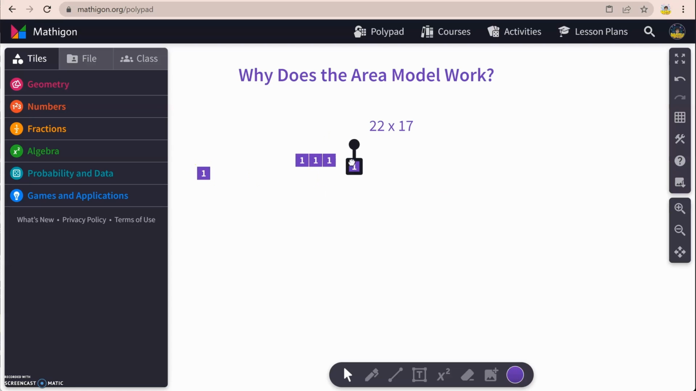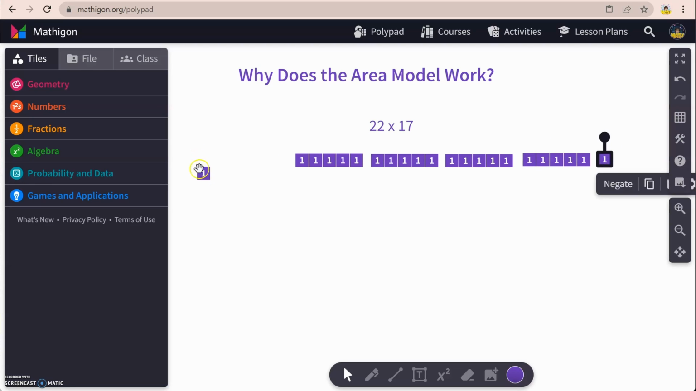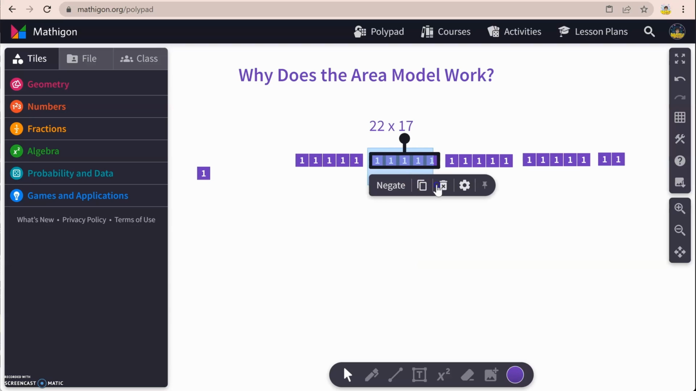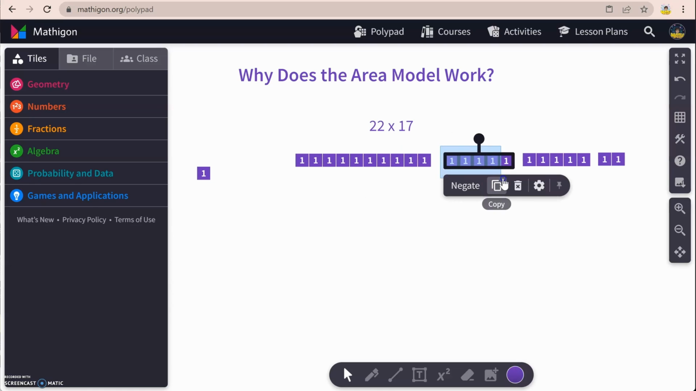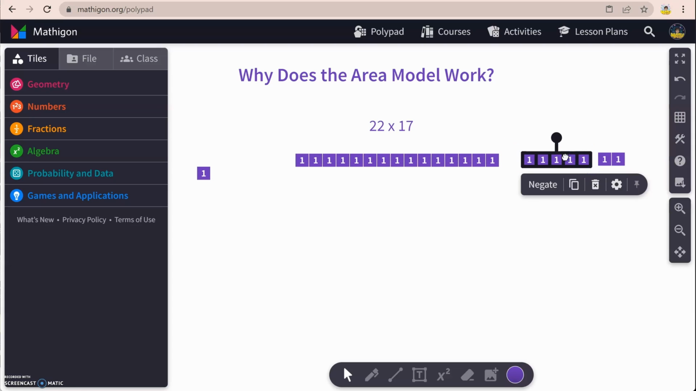Well, if I put 22 of these, there's 22 of these. Now let's move them closer together. Then I have a rectangle that's 22 units long by 1 unit wide, or 22 square units. Notice it's 22 squares of size 1, so 22 square units.